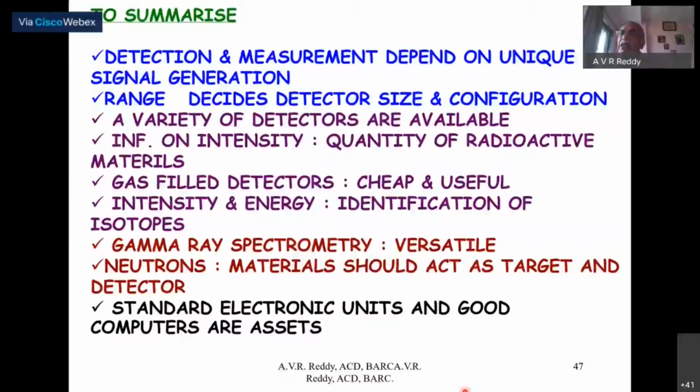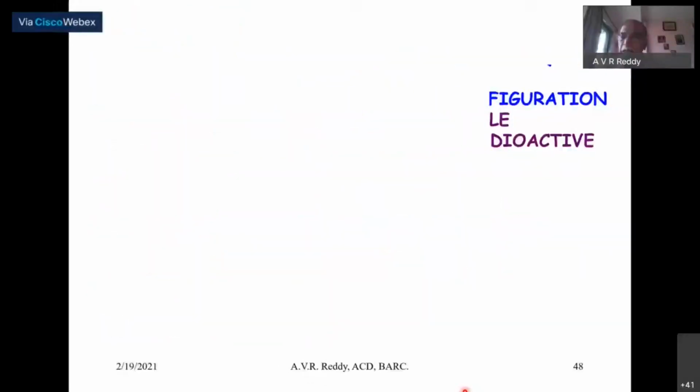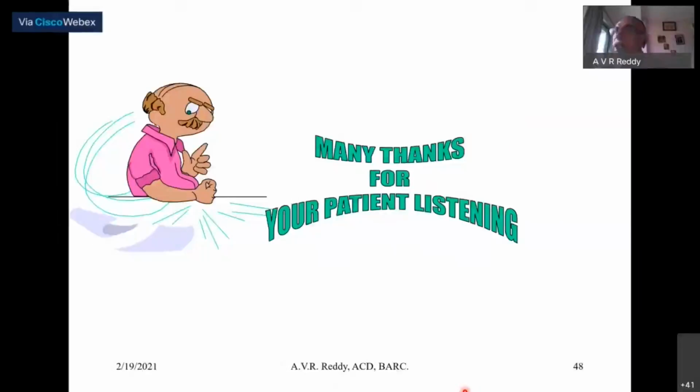Gas filled detectors are cheap but extremely useful. Intensity and energy identification of isotopes is possible, which we did. Gamma ray spectrometry is versatile. Neutrons: materials should act as target and detector, which I explained in the last class. Standard electronic units and good computers are assets. At this stage, I thank you and close the lecture.